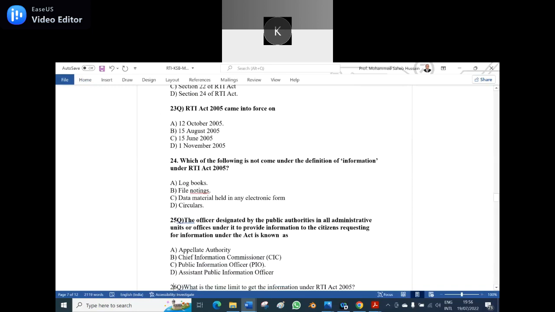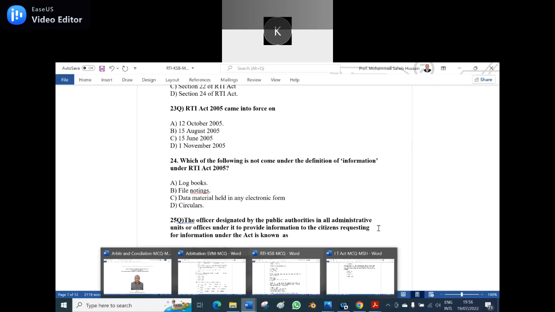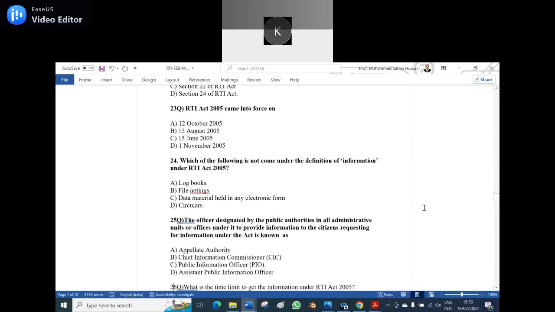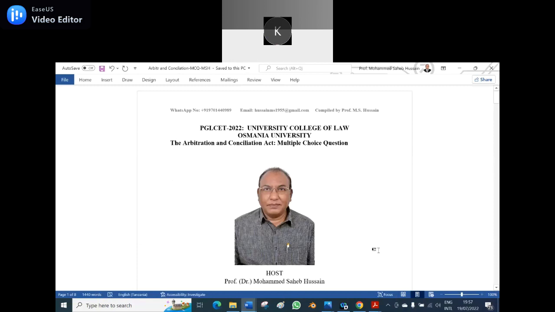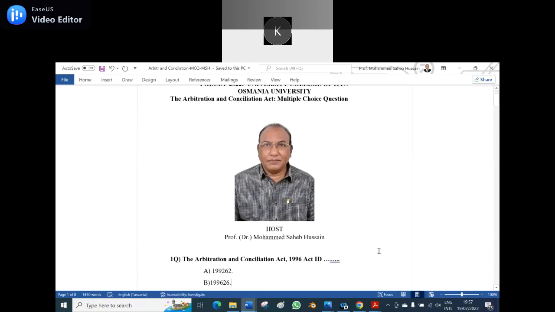25th question. The officer designated by the public authorities and all administrative units or officers under it to provide information to the citizens requesting for information under the Act is known as A. Appellate Authority, B. Chief Information Commissioner, CIC, C. Public Information Officer, PIO, D. Assistant Public Information Officer. Option C is the correct answer. First, it goes to the Public Information Officer only. Every office has a Public Information Officer.